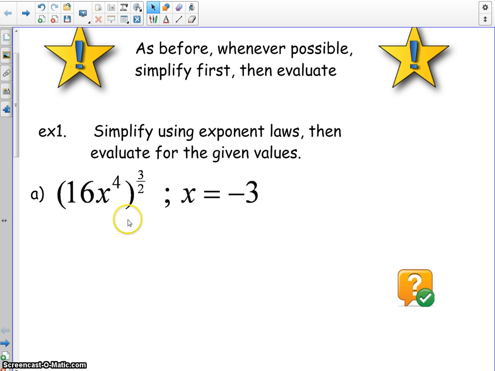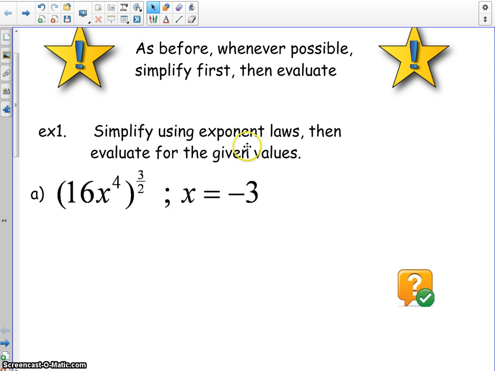So for the first one we have here, it asks you to simplify using exponent laws and evaluate for whatever given values I give you. So I'm giving you 16x to the power 4, all to the exponent 3 over 2, and I want it at the value x equals negative 3. Now, there's not really much stopping you from putting in negative 3 for x now, and you probably would still be able to get to the answer, but I'd like you to simplify first just to use those rules. And you'll see some examples later where we're definitely not going to want to sub in the value first.